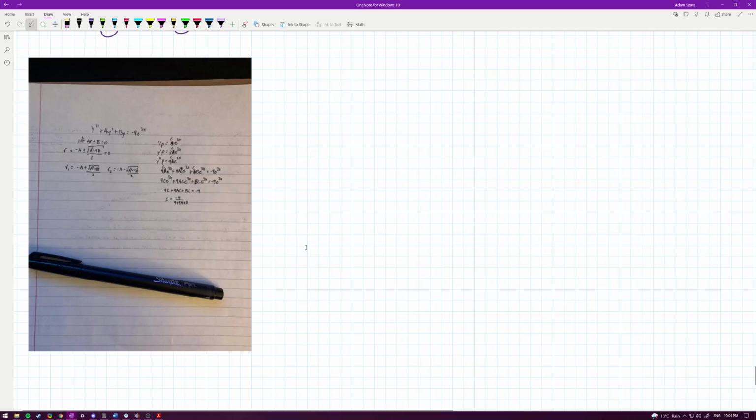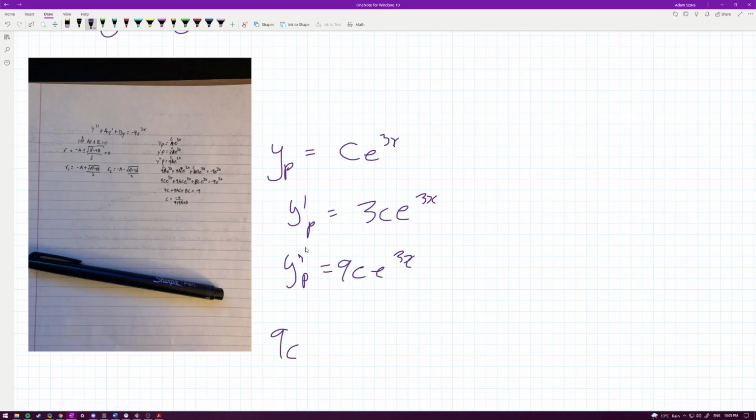So I got this in the quiz, and I just was stumped. I literally didn't know what to do. Yeah, so let's see your yp. You did yp by doing c e to the 3x. So y prime p is equal to 3c e to the 3x. Y double prime p is equal to 9c e to the 3x. Then 9c e to the 3x plus 3a c e to the 3x plus b c e to the 3x equals negative 9 e to the 3x.